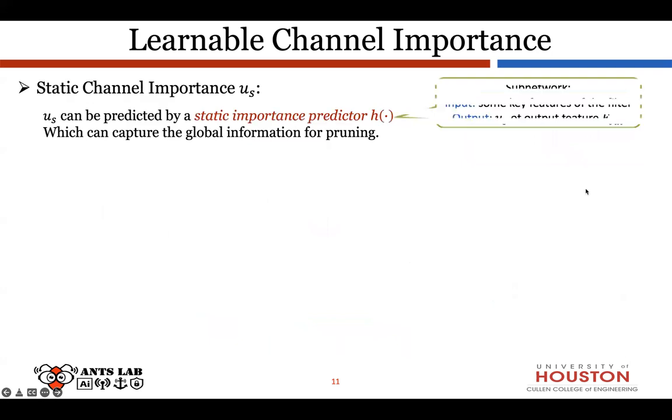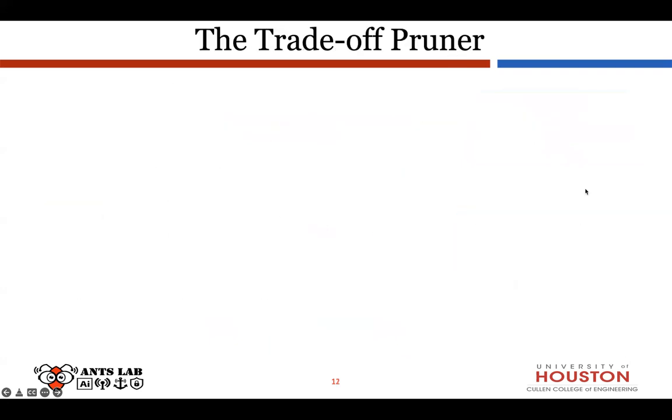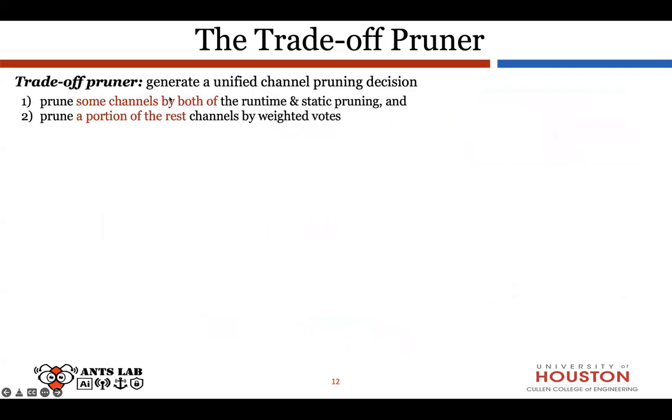Okay. So, based on the obtained channel importance, they will design a trade-off pruner to generate a unified channel pruning decision. It contains two stages. The first stage is they prune some channels that are decided to be pruned by both the runtime and static pruning schemes. And the second stage is they will also prune a portion of the rest of the channels by weighted votes of those two components. Next, let's see the details of these two stages.